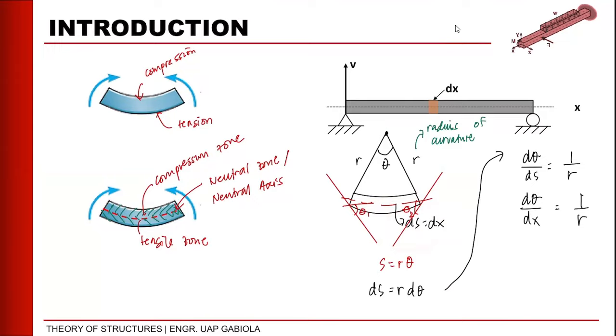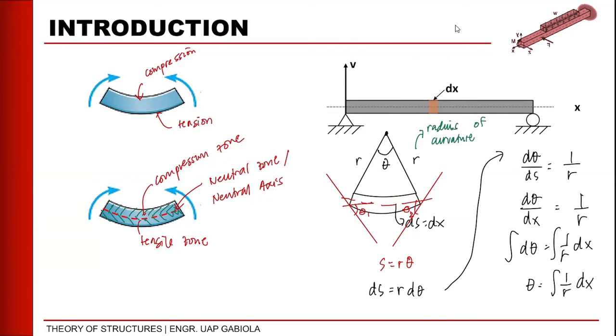Meaning, the change in theta in terms of x equals 1 over R, the reciprocal of the radius of curvature. Then we can say d theta is equal to 1 over R dx. And then we integrate both sides. We will have another value for theta, which is equal to the integral of 1 over R dx.